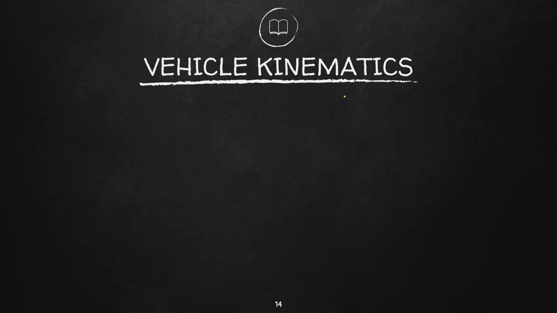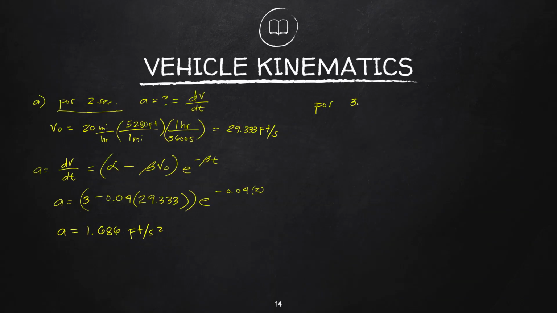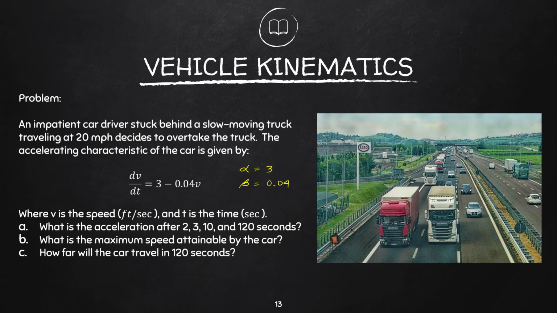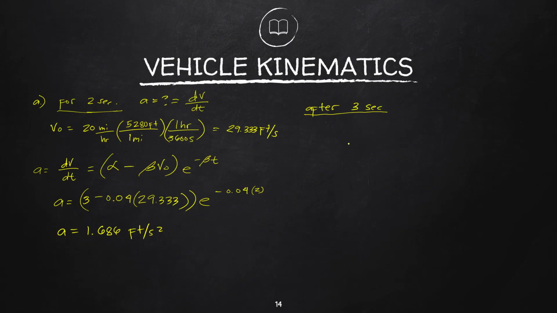Now for 3 seconds, or after 3 seconds. This is, of course, from the start of our consideration, from the start of the measurement of this velocity, which is 20 mph. After 3 seconds, we use the same formula. This will become acceleration equal to dv over dt, 3 minus 0.04 times the initial velocity, which is the same, 29.33, multiplied by e raised to negative 0.04 times the time elapsed, which is 3 seconds. This will become equal to 1.620 feet per second squared.